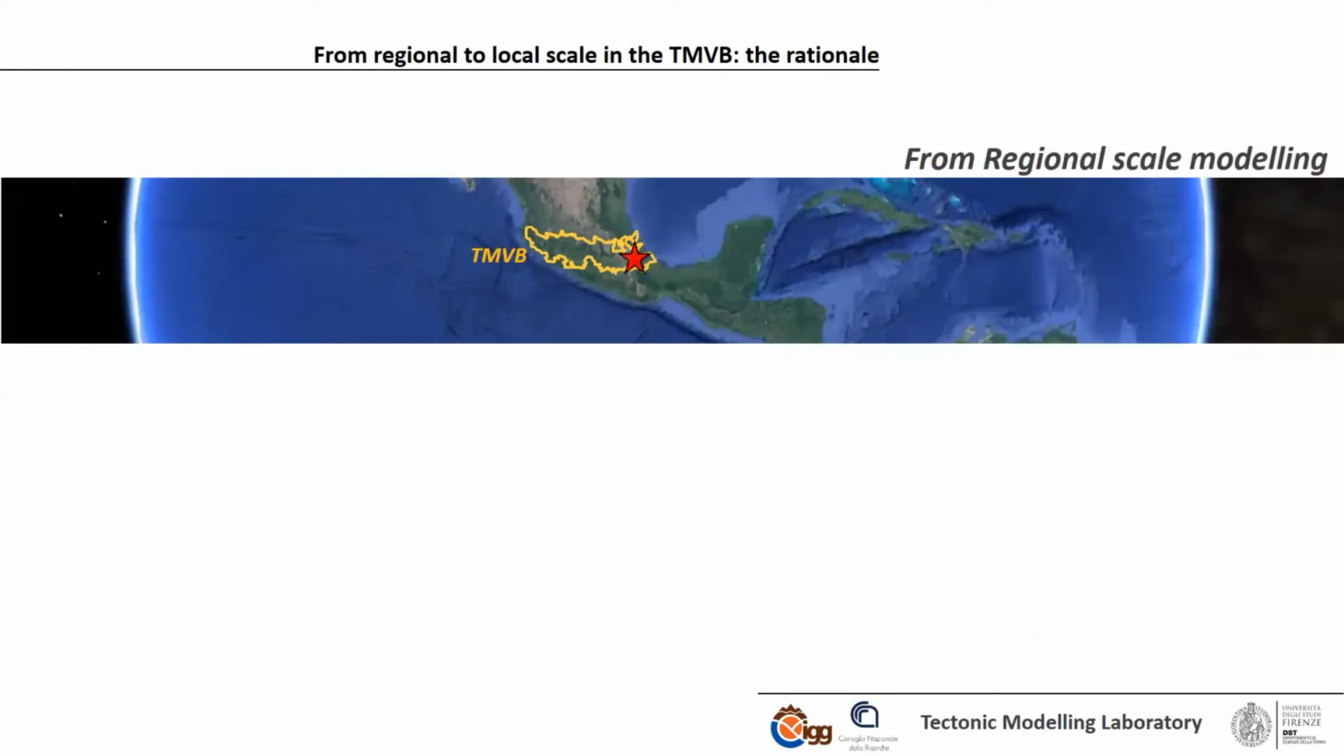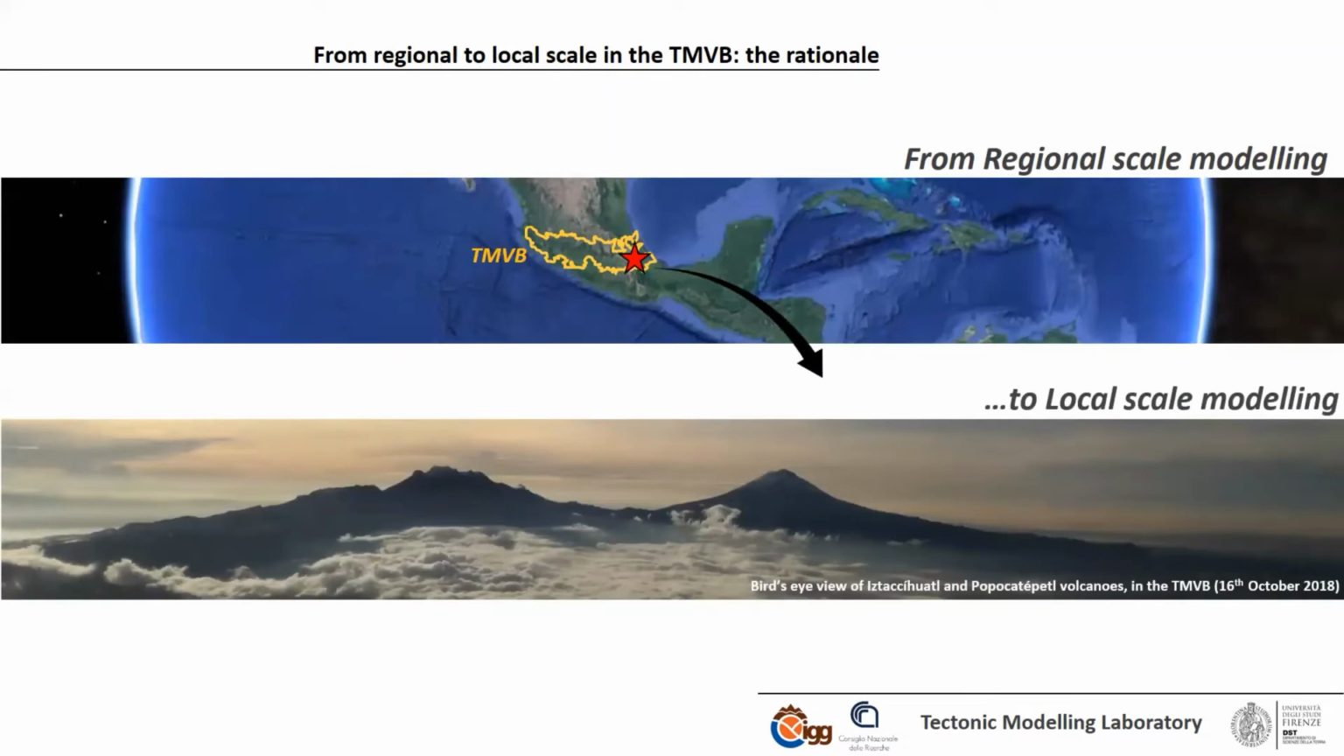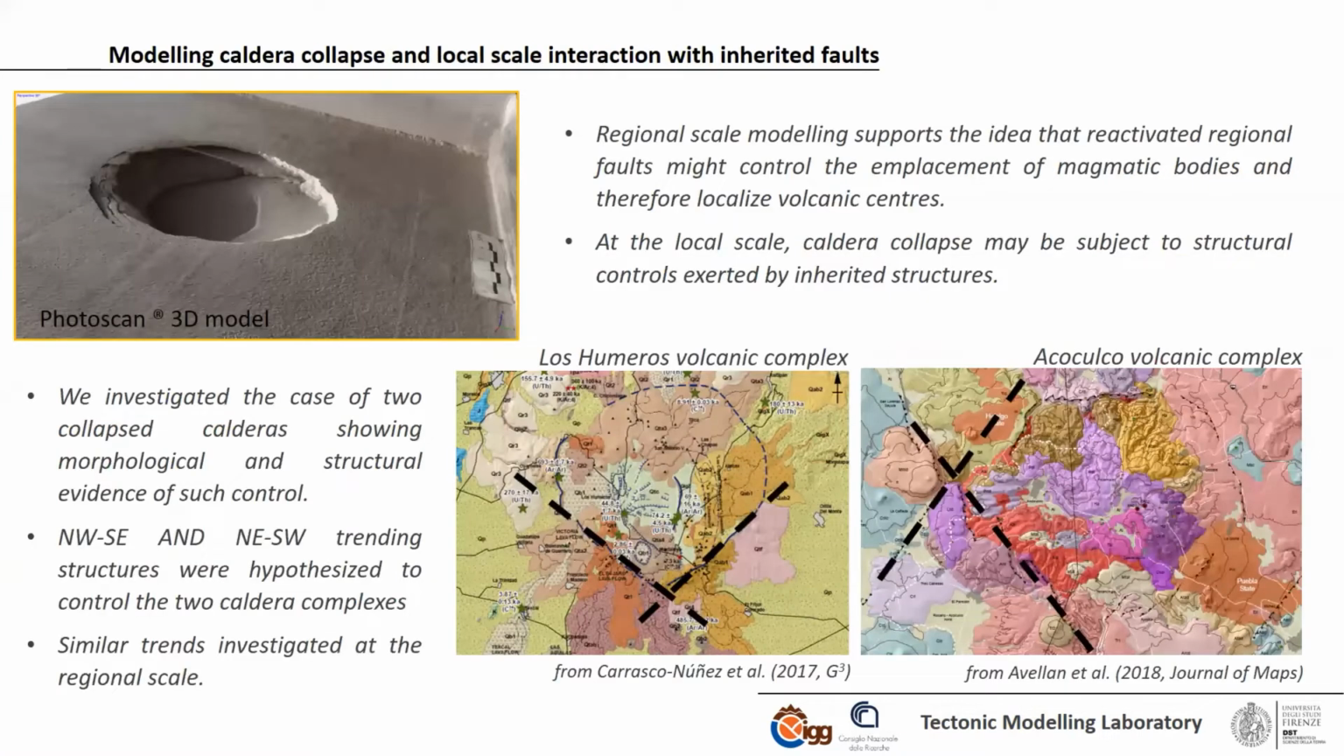And now we can skip and focus better on the local scale to investigate the influence of the inherited structures on the volcanic system of the Los Humeros and the Acapulco complexes. So from the field, we know that in this area, there are inherited structures. And it seems that these structures might have controlled the geometry of the two caldera systems. And in fact, if you check the geological maps, for example, you can see that some of the external caldera ring faults appear quite rectilinear.